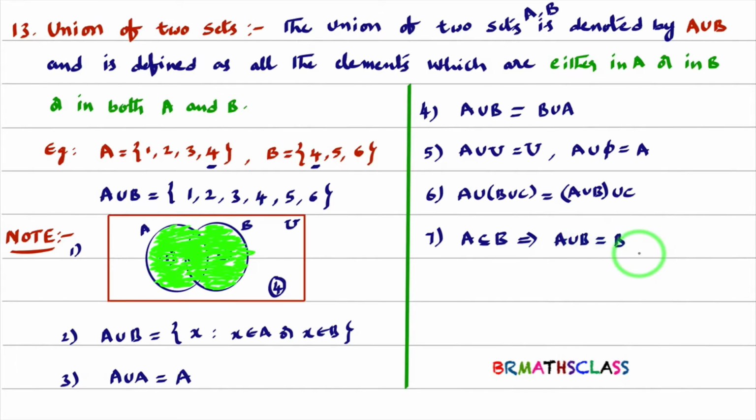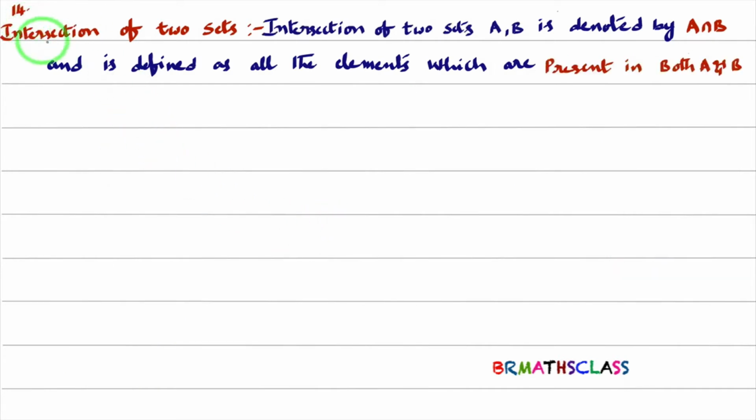Next, we will learn intersection of two sets. Next, the 14th synopsis is intersection of two sets. What is intersection of two sets? Intersection of two sets A, B is denoted by A intersection B. Like this. How do we read it? A intersection B. It is defined as all the elements which are present in both A and B.